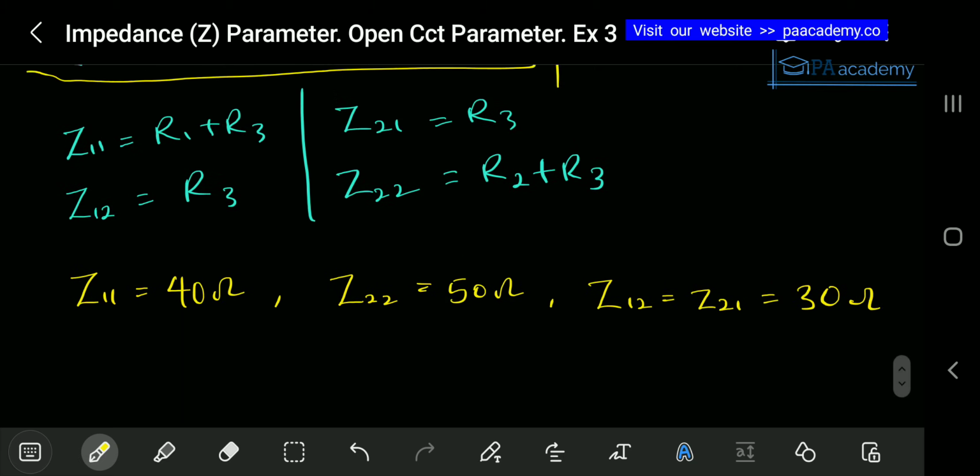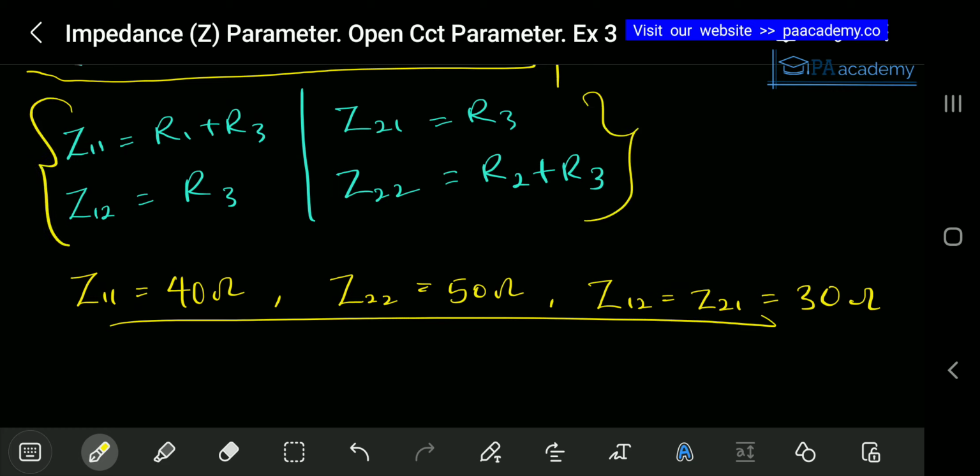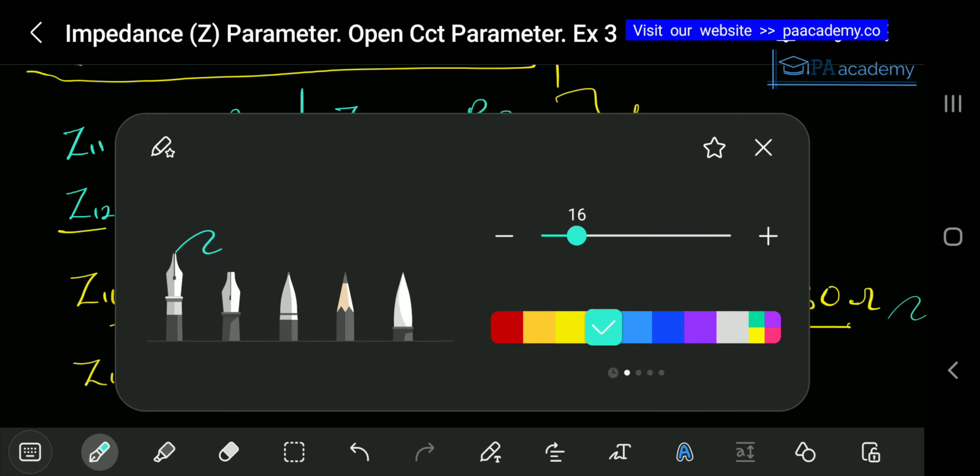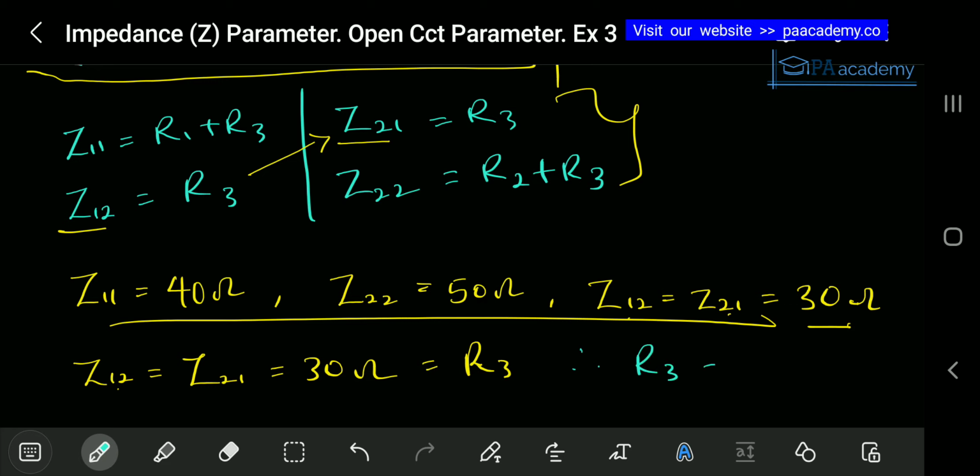With this information and what we have here, we can get the values of R1, R2, and R3. What we just need is substitution. So let's look at it together. We said our Z12 is equal to Z21, which is 30. Now let's come back here. Our Z12, this is it, and they said it is equal to Z21, which is 30 ohms. If you look at it, our Z12 is also the same thing as our Z21, which is equal to R3. So we can conclude that our R3 is 30 ohms.